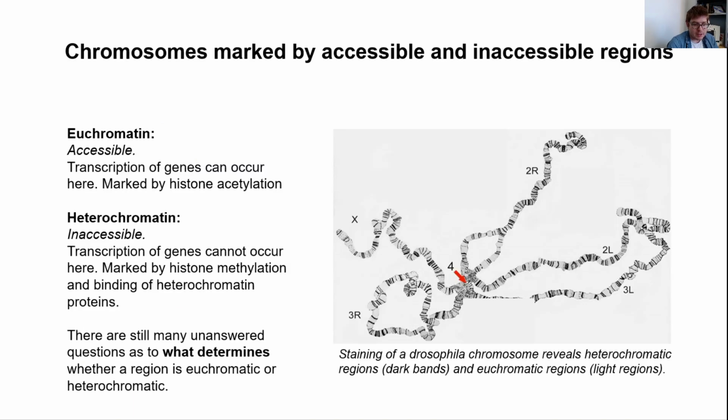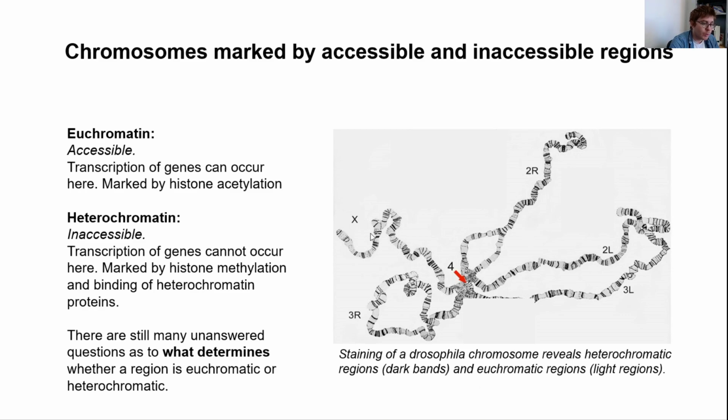And so these combinations of regions that are over scrunched down and regions that are more accessible have historically led to the description of chromatin with two terms. One term is euchromatin, which describes portions of the genome and chromosome structure that are very accessible. These are places where transcription of genes can occur, and these are marked by histone acetylation, like I mentioned before. And then we have other regions called heterochromatin, which are inaccessible. Typically we think of genes in these locations as not able to be transcribed, and these are marked by histone methylation and the binding of those heterochromatin proteins.